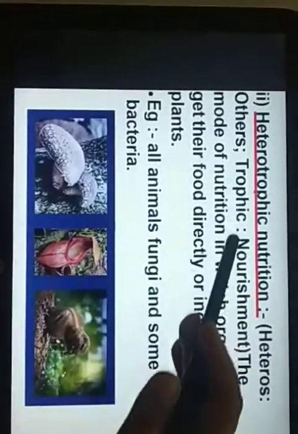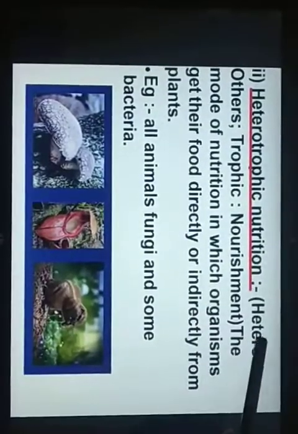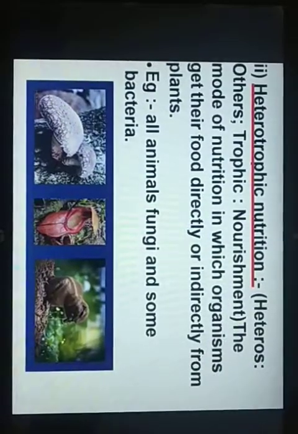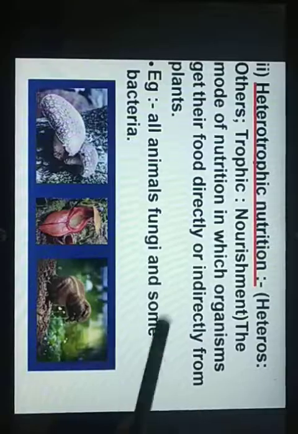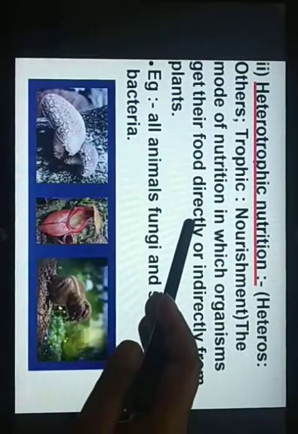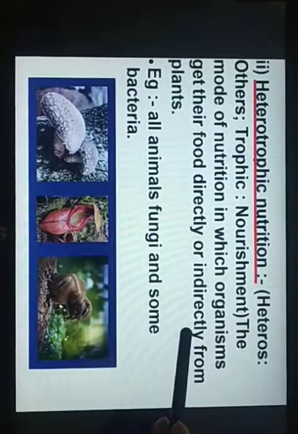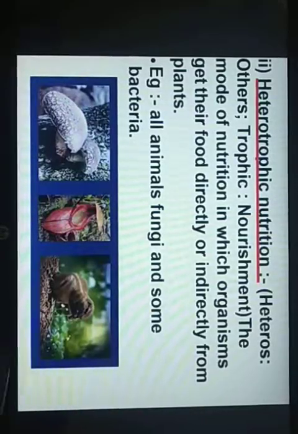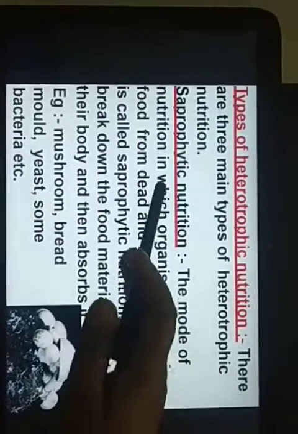The second type of nutrition is known as heterotrophic nutrition. Now the term heterotrophic means, hetero means others, trophic means nourishment. So these organisms cannot make their own food but are dependent directly or indirectly on plants. Means either they eat plants directly or they eat those organisms which eat plants. Fine. So they directly or indirectly obtain their nourishment from plants. Now heterotrophic nutrition is of 3 types.